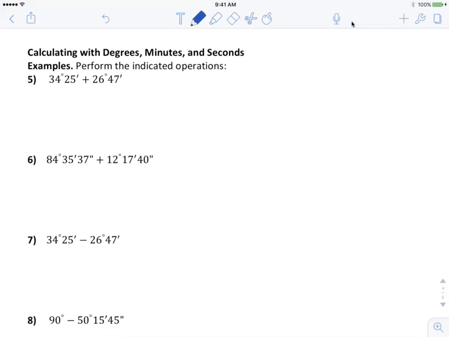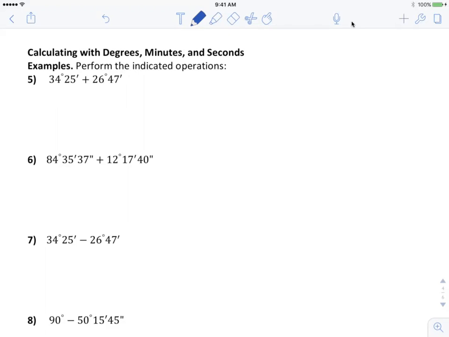We're going to do some calculations with degrees, minutes, and seconds. Your calculator might have a feature that you could put in DMS form, so you may want to explore that. But I'm just really going to stick to the by-hand, old school method here. Really think about these as kind of like grade school addition, where you're going to have to do some carrying and borrowing and that sort of thing.